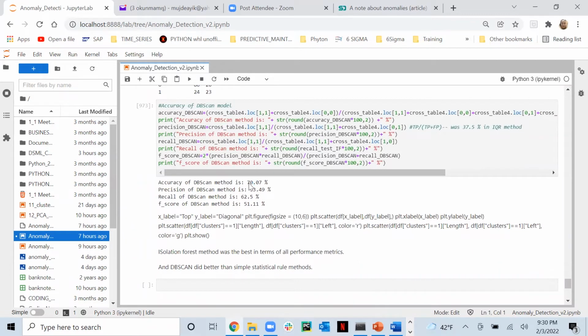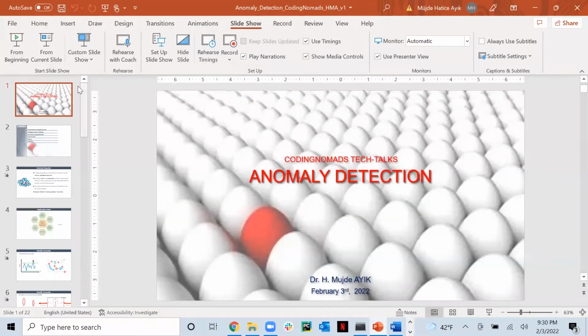So overall, it looks like isolation forest was the best in this analysis in terms of performance metrics. And DBSCAN again did better than some simple statistical rules. There are many other methods that we could study, and really the approach to time series is totally different, but that's really another subject to go over.